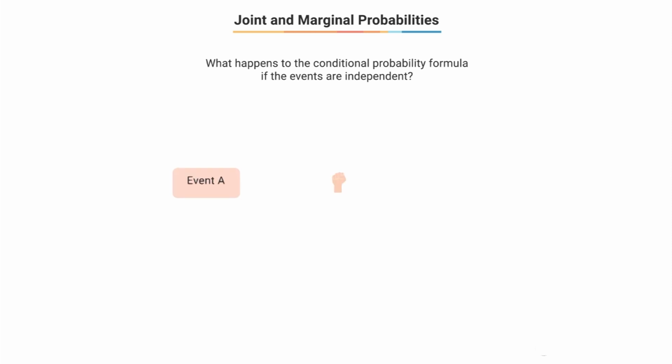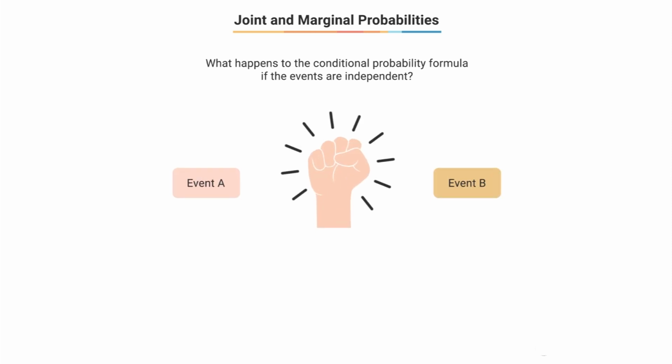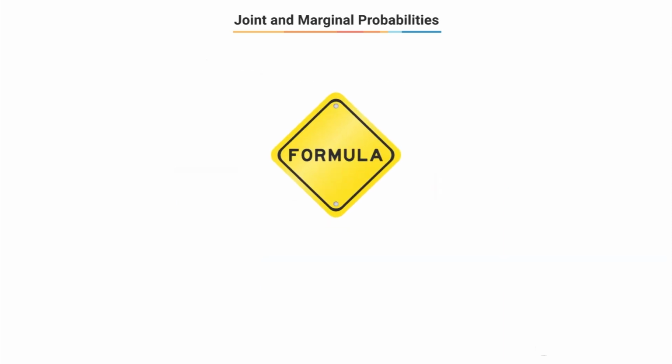Let's close this discussion with one interesting lesson. What happens to the conditional probability formula if the events are independent of each other? In that case, probability of A given B equal to probability of A, since probability of A intersection B equal to probability of A into probability of B for independent events. This formula essentially states that the probability of A given that B has occurred is independent of event B. Similarly, the equation for probability of B given A is equal to probability of B will also hold true for the same reason.